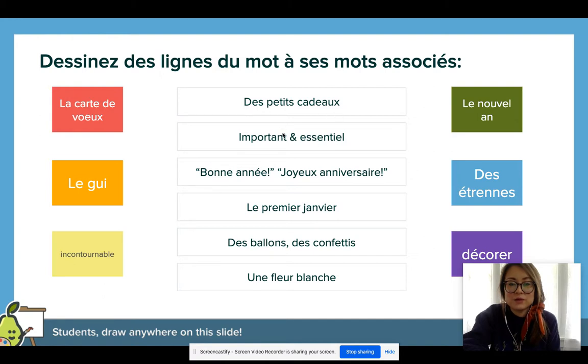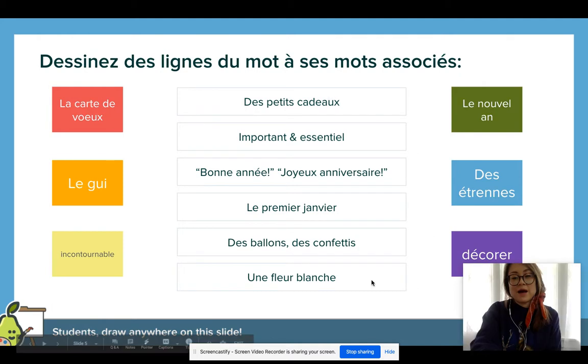Incontournable, ça veut dire quoi? Oui, important et essentiel. Le nouvel an, bien sûr, c'est le 1er janvier. Des étrennes. Qu'est-ce que ça veut dire des étrennes? Oui, des petits cadeaux. Et enfin, décorer est associé avec quoi? Des ballons, des confettis. Très bien.